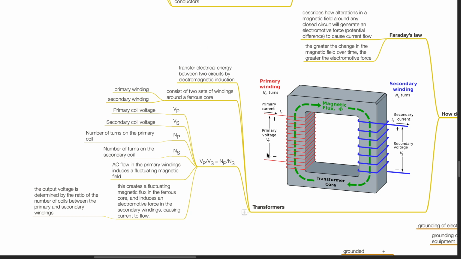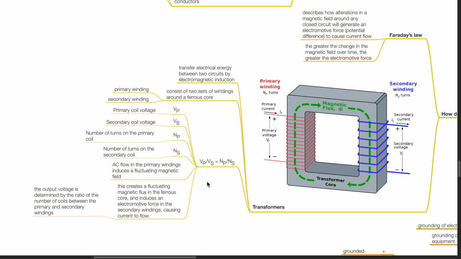Vp divided by Vs equals Np divided by Ns, where Vp is the primary coil voltage, Vs is the secondary coil voltage, Np is the number of turns on the primary coil, and Ns is the number of turns on the secondary coil. AC flow in the primary windings induces a fluctuating magnetic field. This creates a fluctuating magnetic flux in the ferrous core and induces an electromotive force in the secondary windings, causing current to flow. The output voltage is determined by the ratio of the number of coils between the primary and secondary windings.